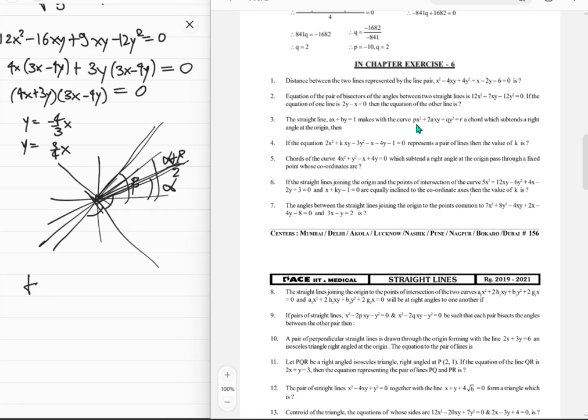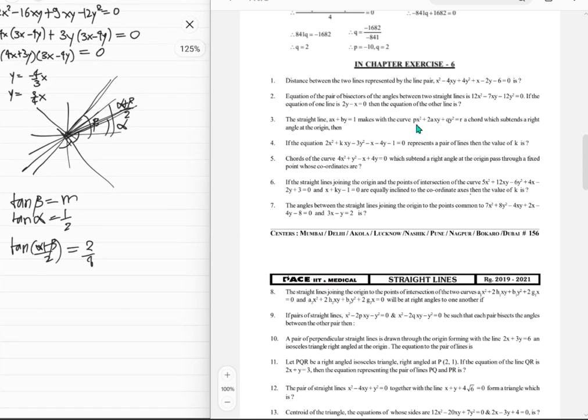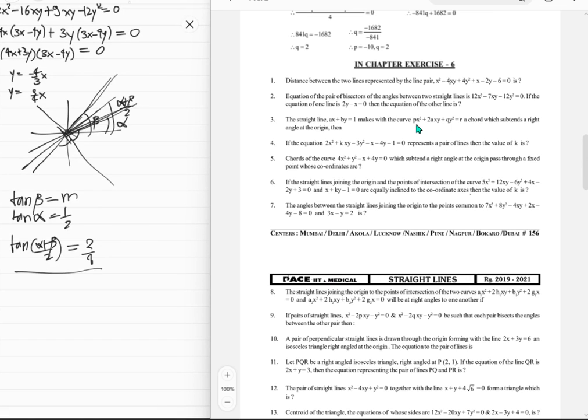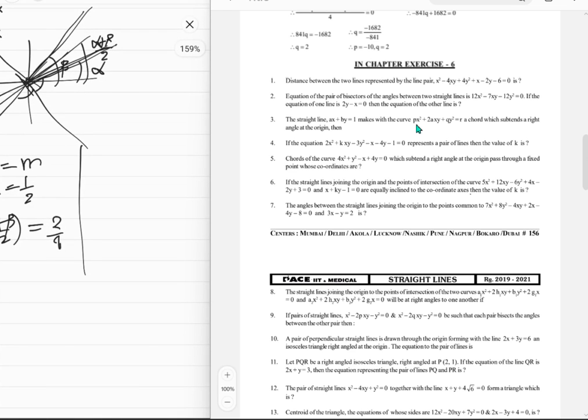So that means tan beta, we don't know what that is. Tan alpha, we do know that's just 1/2. And tan of (alpha plus beta)/2, that thing is 3/4. And from this you can figure out what tan of alpha plus beta is, and from this you can also figure out what tan of alpha plus beta is. And then we just equate these two.